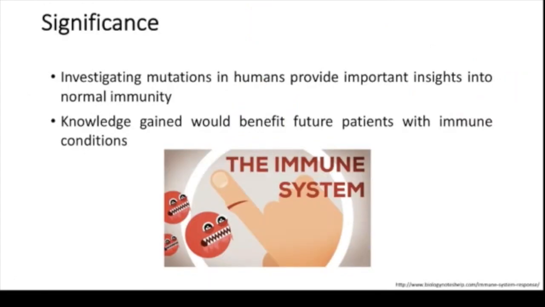Before I go into a little more detail of my project, I want to touch on the significance of this type of research. As I mentioned before, being able to identify and investigate these mutations allows us to better understand the development of CVID. But not only that, it allows us to add to the knowledge gained about immune system function, and also other immune system implications such as autoimmunity and cancer. This knowledge would be quite beneficial for future patients living with these immune conditions, as more effective diagnosis and treatment methods could be developed against them.